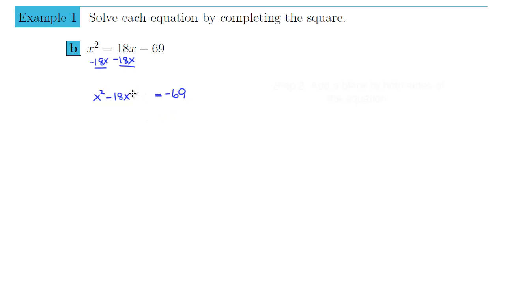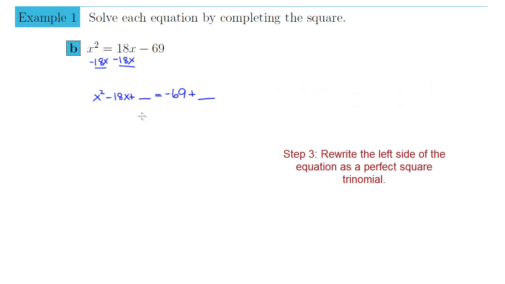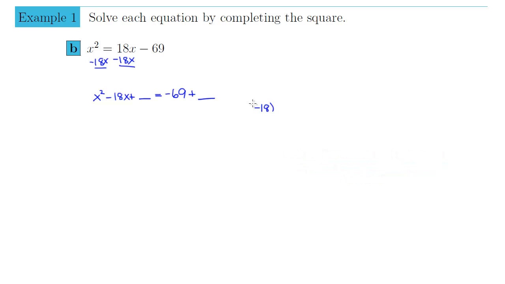What's our next step? We need to add a blank to both sides, right? This is setting us up to create a perfect square trinomial on the left. How do we create that perfect square trinomial? We take half of the middle coefficient. Notice our middle coefficient is negative 18. And what's half of negative 18? Half of negative 18 is simply the number negative 9.